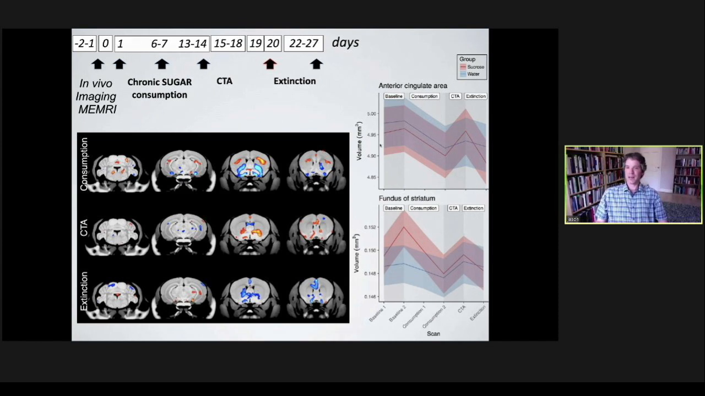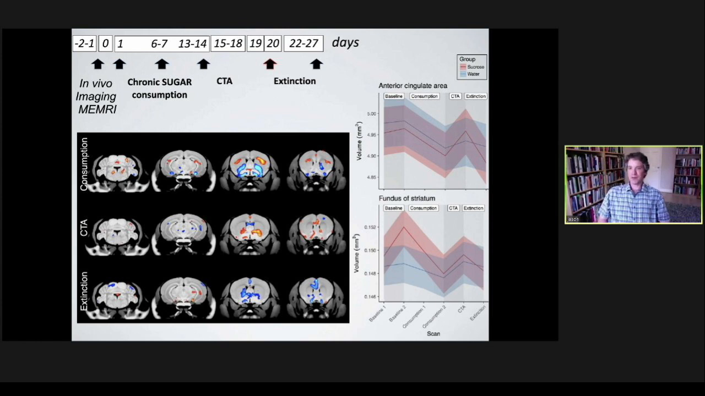The same thing is shown again in these plots across these different time points. This was a longitudinal study, where if you look at the cingulate, for example, you can see that the water and sugar groups match nicely until the taste aversion part of the experiment is applied. So you can see here a jump if the sucrose was paired with an aversive stimulus than if the water was. Whereas if you look at the fundus of the striatum, it's really an early effect of consumption that's different.